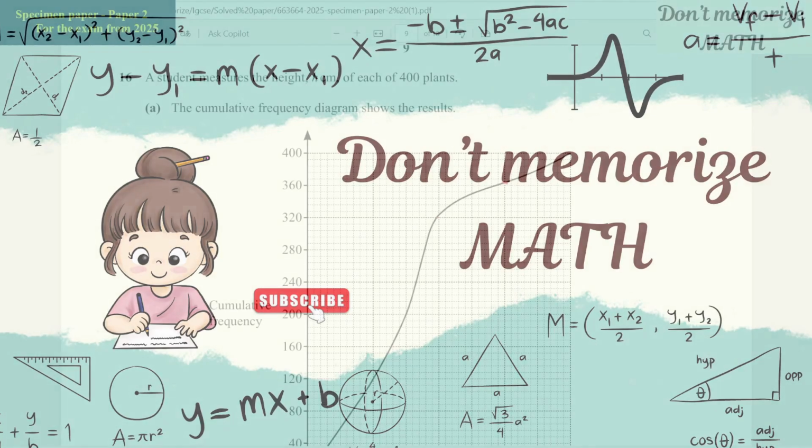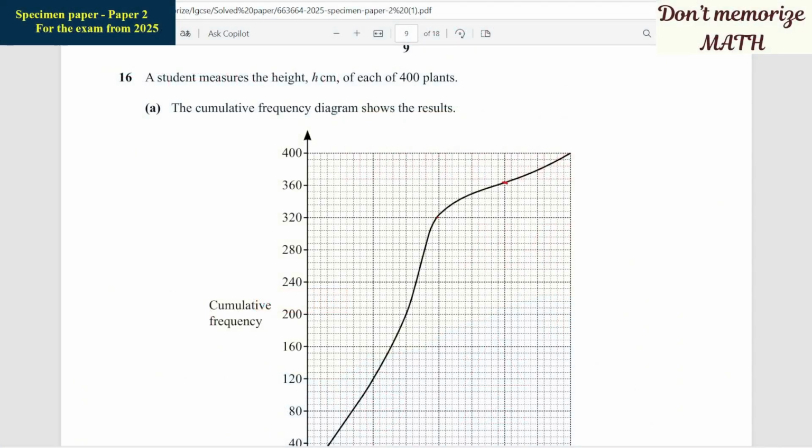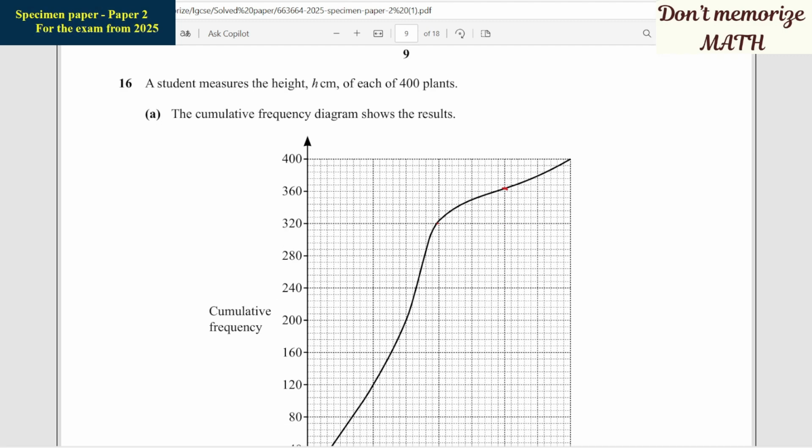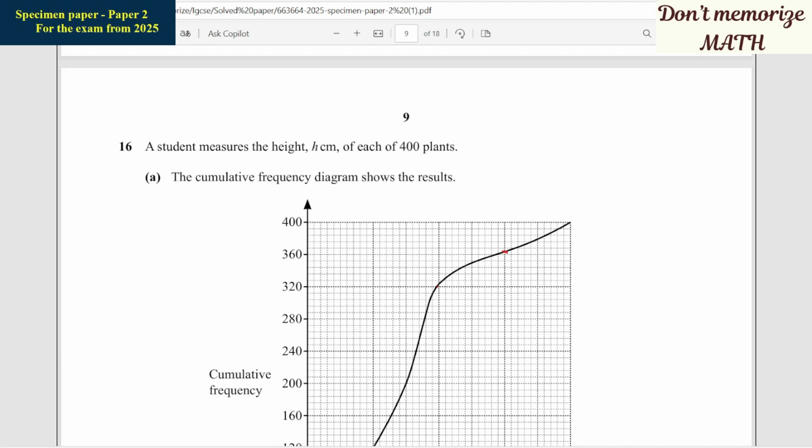So we were discussing a specimen paper for the exam from 2025. The exam code is 0580 and we were discussing question number 15. We discussed till question number 15 in the first part, so we are starting with question number 16 in part 2.